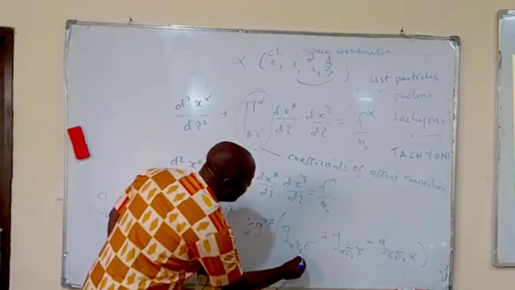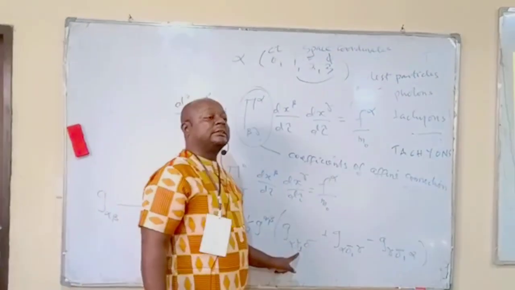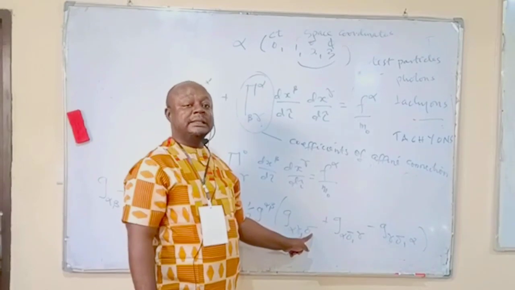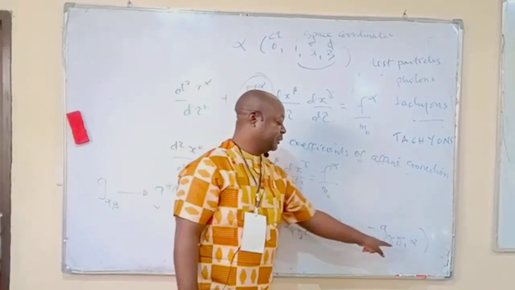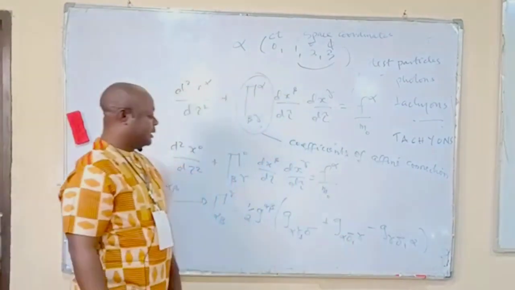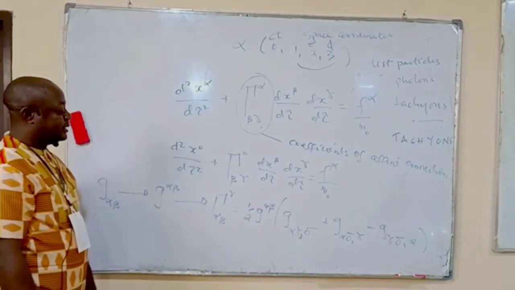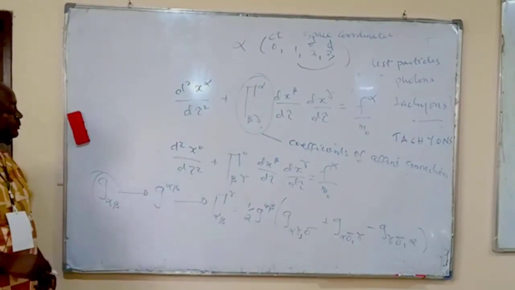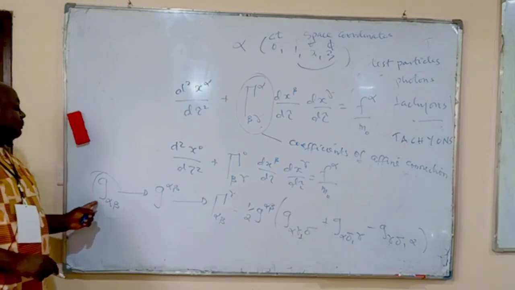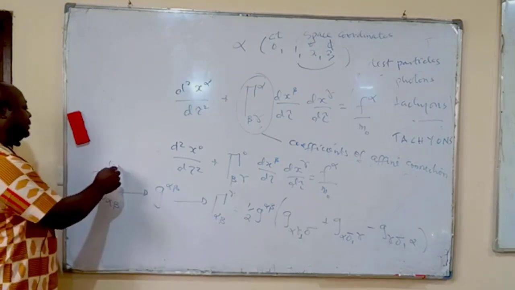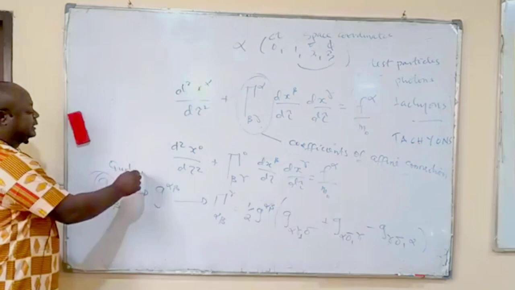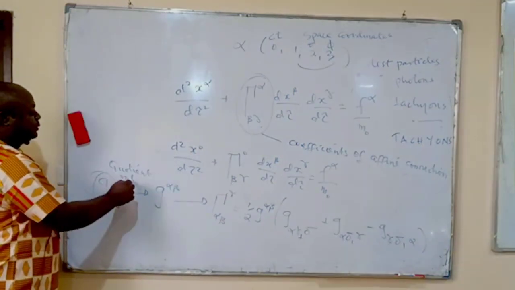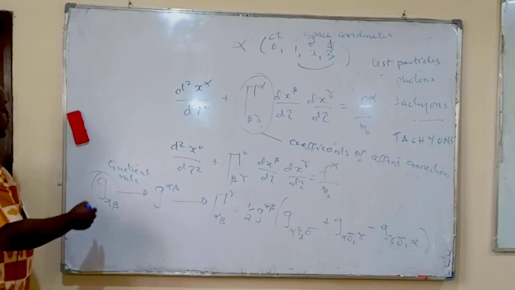This comma represents differentiation with respect to this index. So you see, it is defined in terms of this. And to move from this to this, we use what we call the quotient rule.